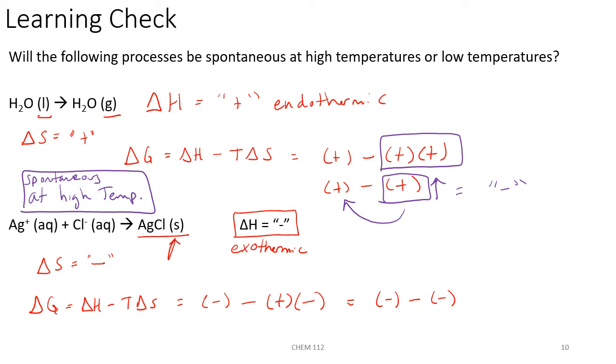So this is a situation where we want to keep our T delta S term low so it doesn't overcome the negative delta H term. If we keep that low, we can end up getting a negative value for our delta G. So this would be an example where we have a reaction that is spontaneous at low temperatures only.